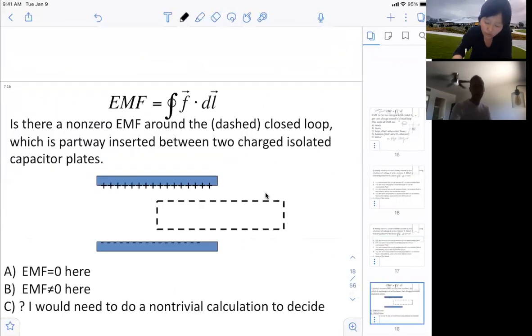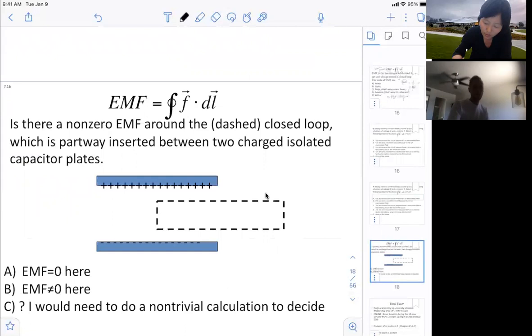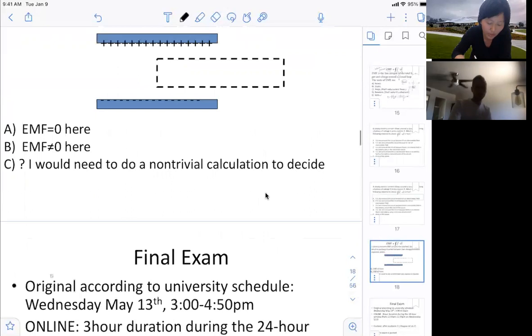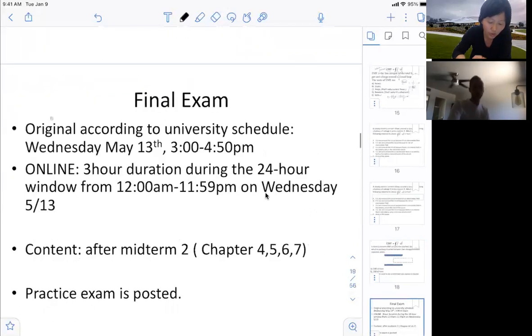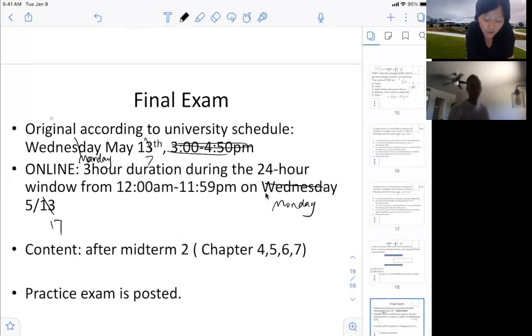Okay, so let's pause here for today, and we will continue with the rest of the discussion on Wednesday. Again, just wanted to remind you, our final exam is scheduled for Monday the 17th. The time doesn't matter, so we will have a 3-hour duration on Monday. I'm sorry, these are not updated. So content will be after midterm 2.